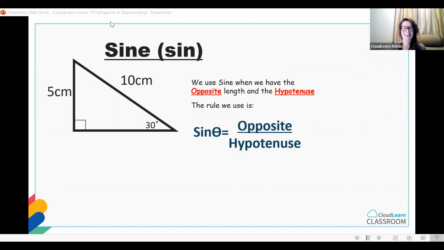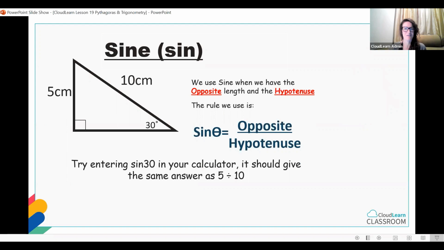So let's have a look. The rule we're going to use, if we see an angle and the sides are the opposite and the hypotenuse, is sine theta. So in this problem, we are shown that sine 30 is going to be equal to 5/10. If you type sine 30 into your calculator, it should give you the answer 1/2. If it doesn't, let me know.